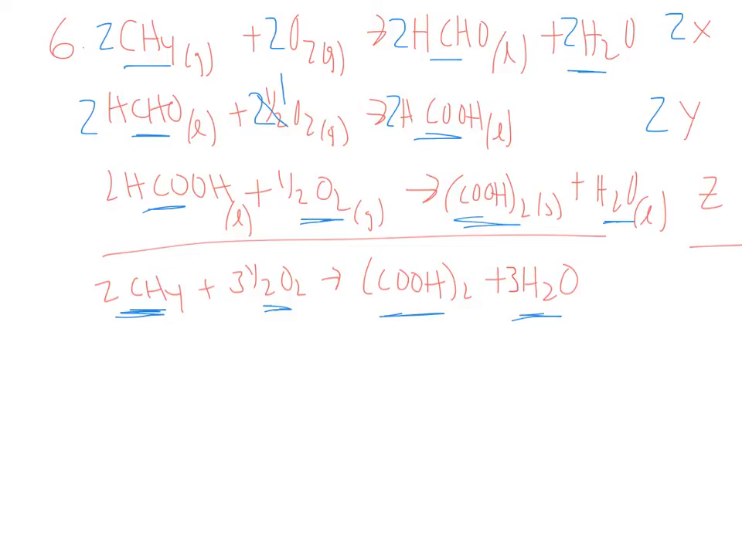So when I add this equation up now, as I add down, I have 2 CH4 carries down, 2 HCHO cancels out from up here. The 2 HCOOH cancel here. The O2s now add up as we go down to 3.5 total. On the other side, the 2H2O comes down, picks up 1 more to be 3, and the COOH2 comes down. So apparently I've treated my equations correctly, and it should be 2x plus 2y plus z, which corresponds to letter C.